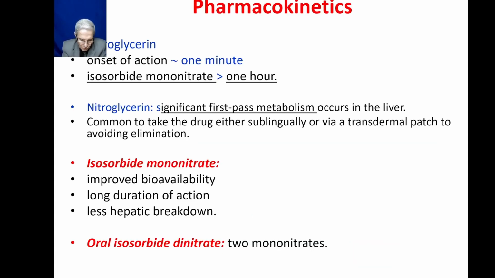Pharmacokinetics: nitroglycerin, when you apply it like a pellet under the tongue, the onset of action is about a minute or less, more or less. Isosorbide mononitrate is a solid tablet, if you remember, and needs one hour to see the effect.